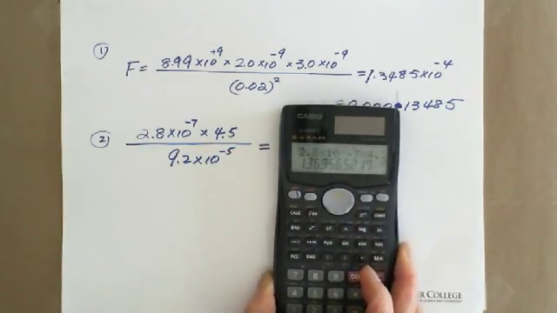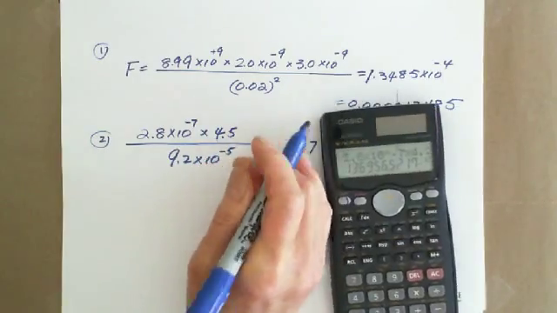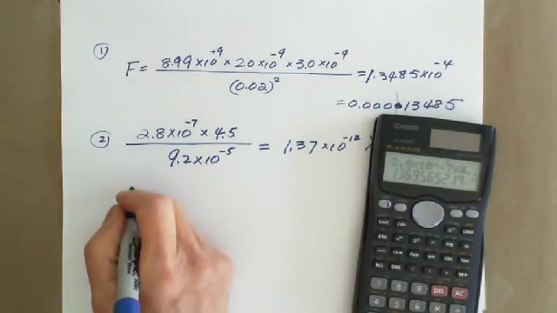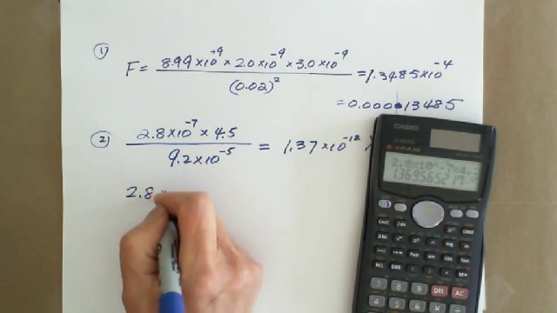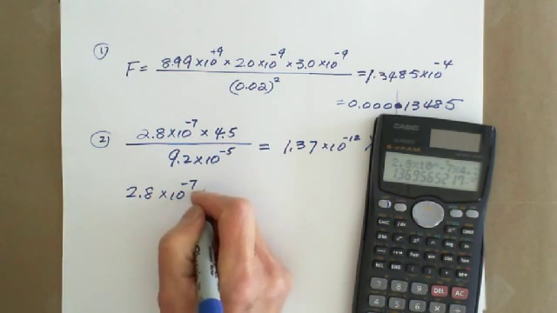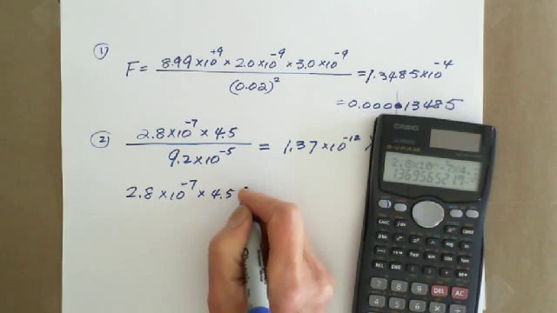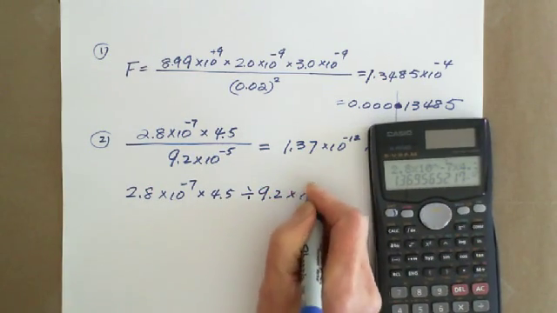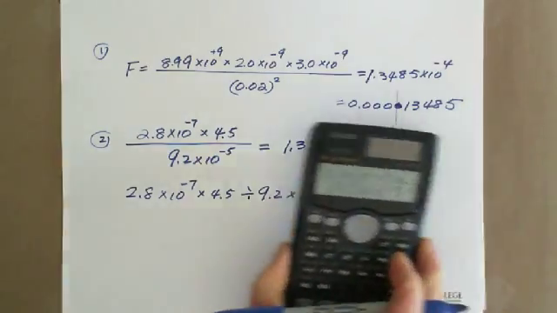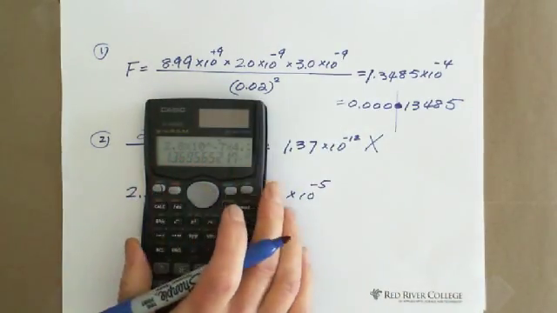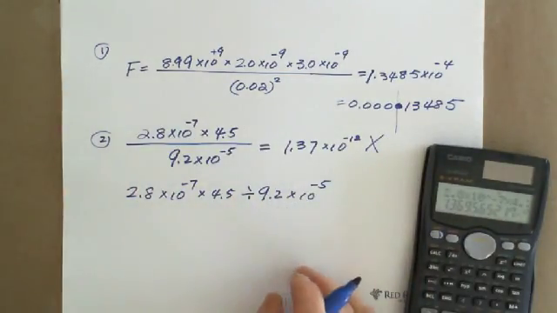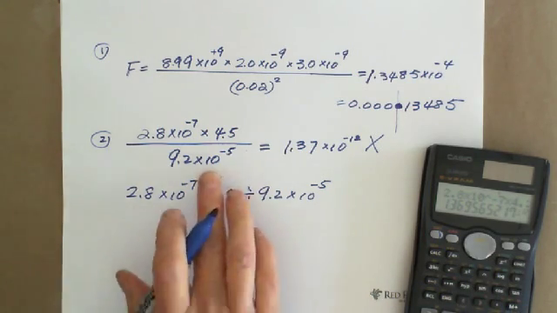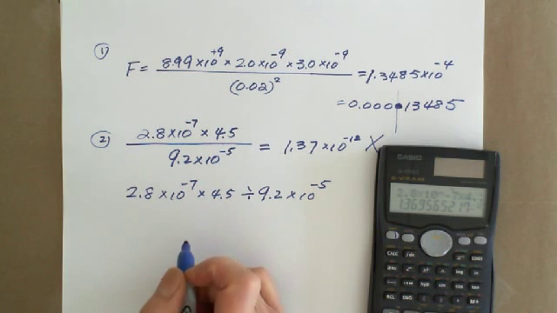Something is wrong with this button. On your calculator, you do 2.8 times 10 to the negative 7, multiplied by 4.5, divided by 9.2 times 10 to the negative 5, right? You enter all of this, and then if you divide and calculate, it does this.